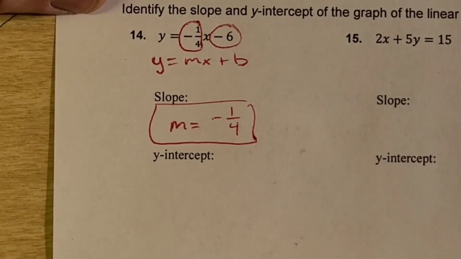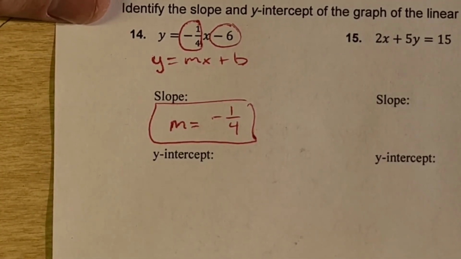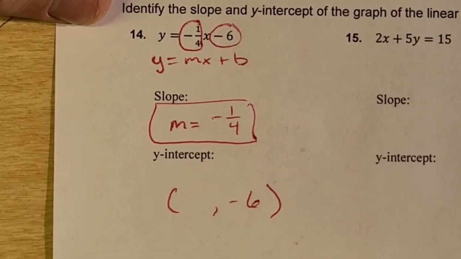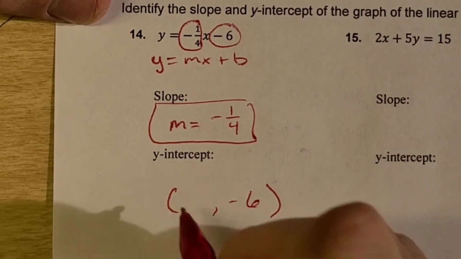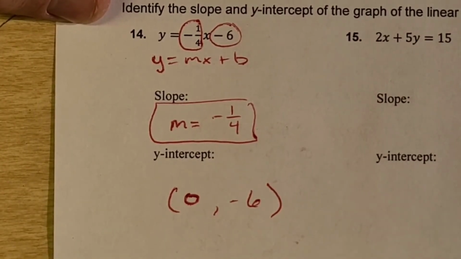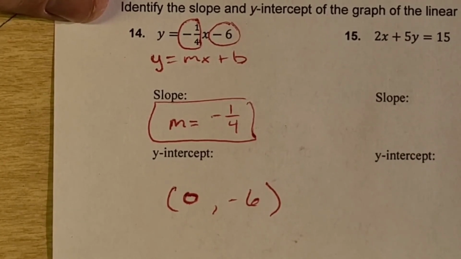Now my y-intercept is the thing at the end, but be very careful here. I'm not just going to write b equals negative 6, because your y-intercept is a point, where negative 6 is your y value, and your x value in this case is 0, because we're touching the y-axis. Everywhere on the y-axis has an x value of 0, because it hasn't gone to the left or the right.